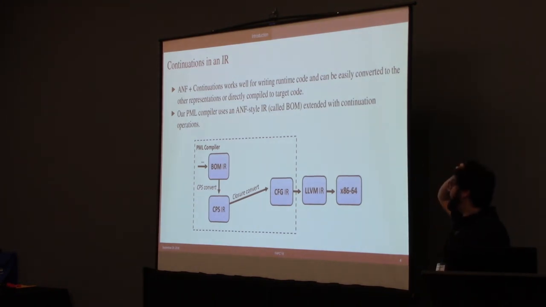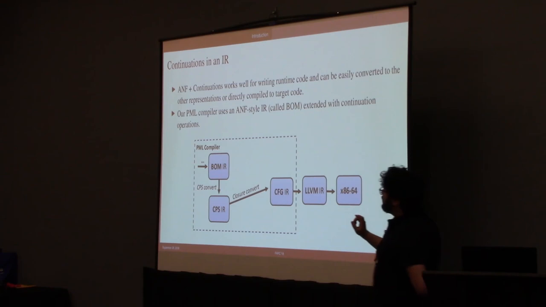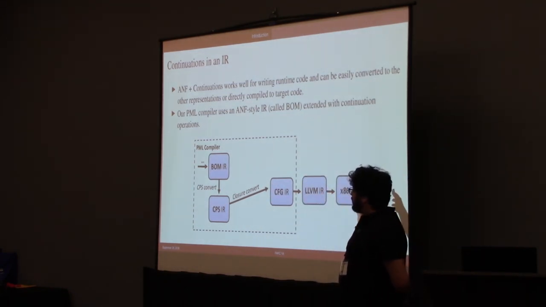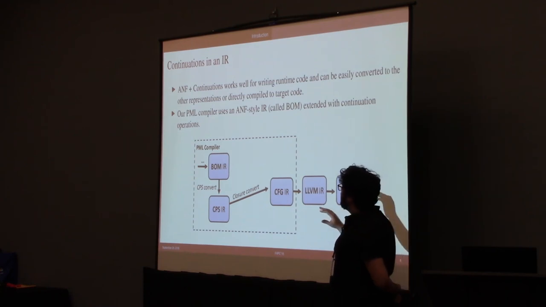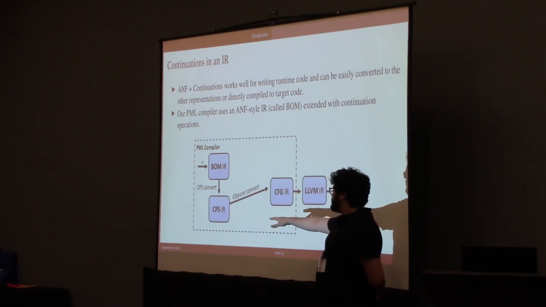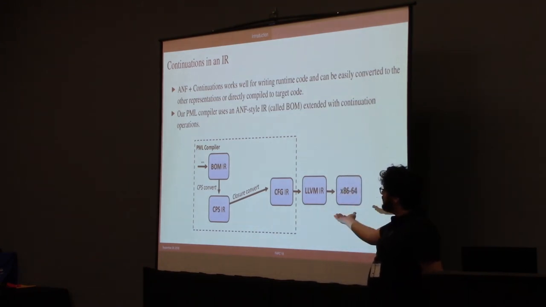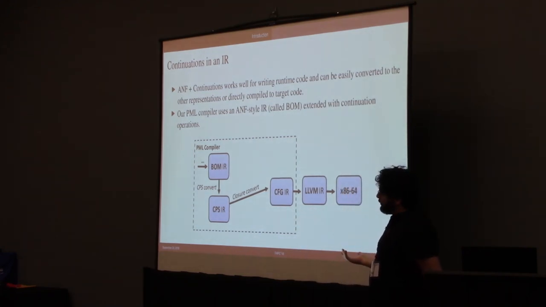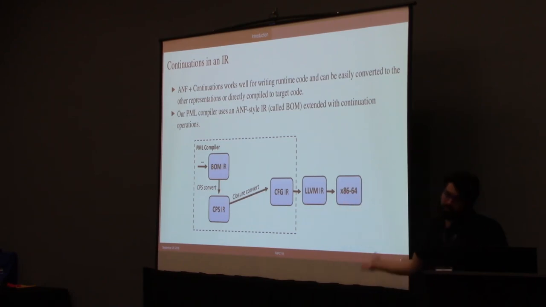So here's an overview of what our compiler looks like. Our IR, called BOM, is the ANF-style intermediate representation with continuation binders, and that's right here coming out of our front end. The rest of our previous stages of the compiler, which still exist, are that we translate to CPS IR, and then we do a closure conversion to the CFG, which stands for control flow graph, so it's a first-order, basic blocks and functions type intermediate representation. Then we can go to LLVM IR after that.